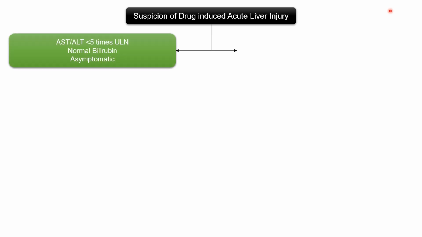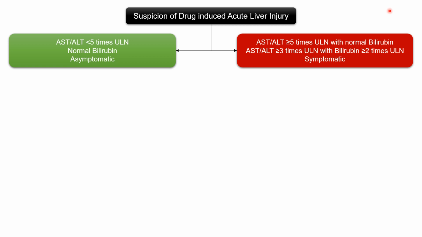So what is the algorithm? When we suspect drug induced acute liver injury, that is DILI, what do we do then? First we see how much the AST ALT, that means the liver enzymes, are increased. If the AST ALT is increased less than 5 times the upper limit of normal, the bilirubin is normal, and the patient is asymptomatic, what do we do?